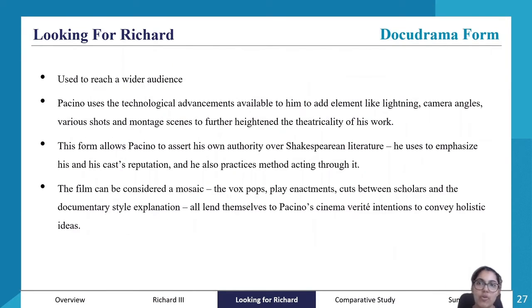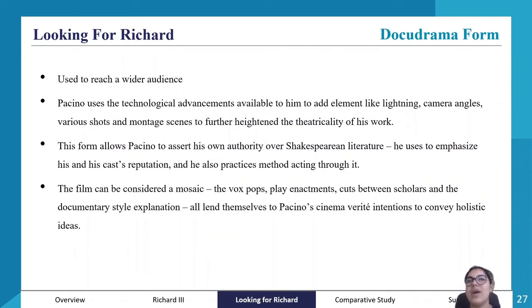Why a docudrama form? Why not a film? We've kind of touched upon this. We've talked about why he specifically goes for that. But remember, he uses a docudrama form, not a film and not a novel. He wouldn't write a novel. I mean, you never can assume, because he could if he wanted to. He's Al Pacino, but that's not his forte.